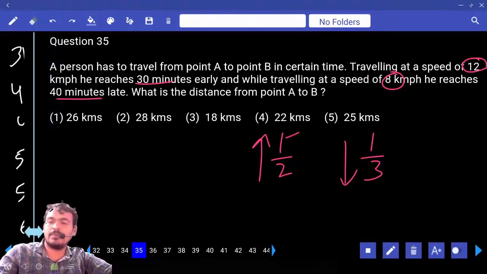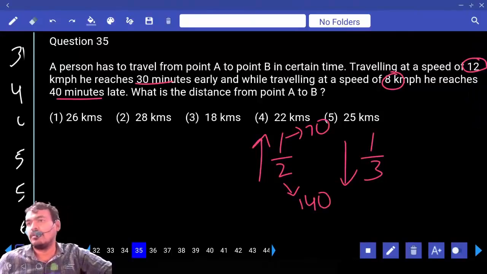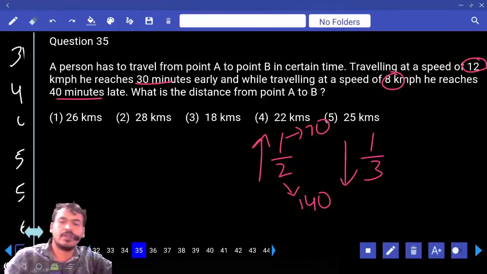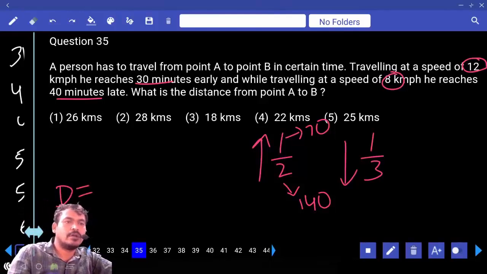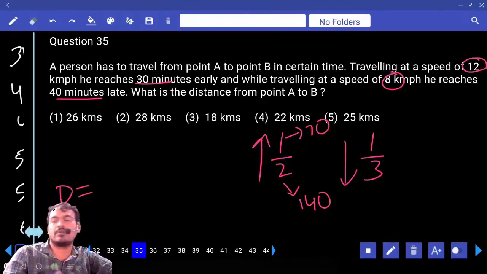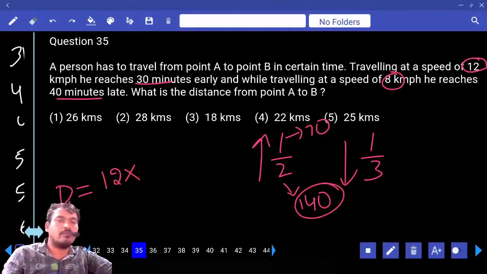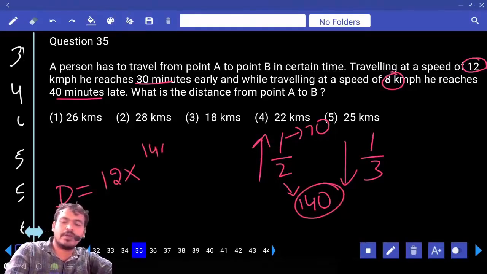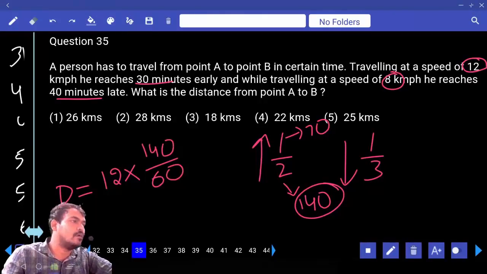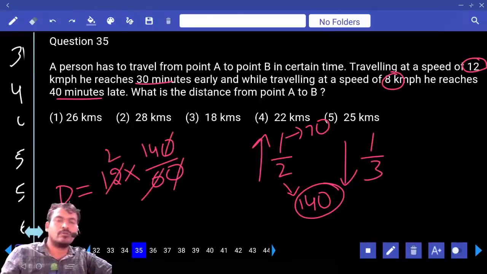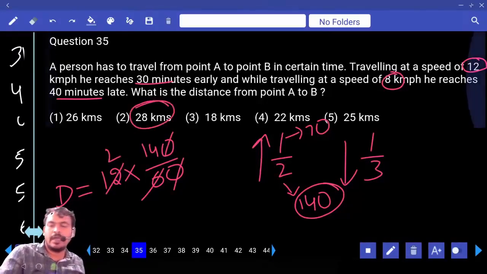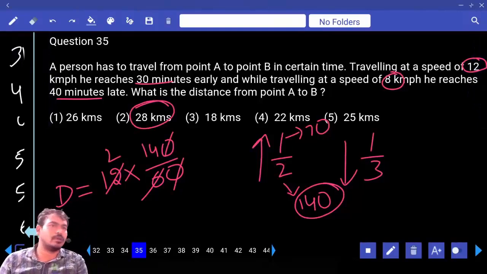How many minutes is the time difference? 70 minutes. If one part is 70 minutes, then two parts are 140 minutes. We require distance value or time value? Distance. Distance is nothing but speed into time. What is the first case speed? 12. What is the time value? 140 minutes. 140 by 60. 0 0 cancel. 6 how many times? 2 times. Then answer 28. What is inversely proportional? 1 by x, 1 by x plus 1.